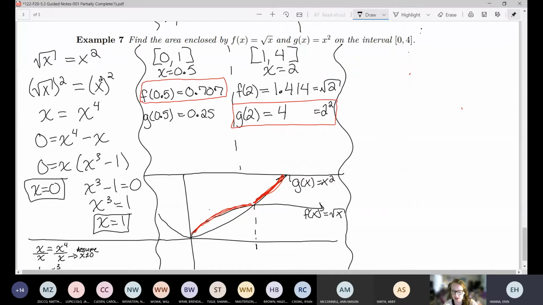Once you find which function's on top of the other using one of those two ways, you can do both if you want to double check yourself, but you only have to do one. We can now set up our integrals. So we have one from 0 to 1, and one from 1 to 4.